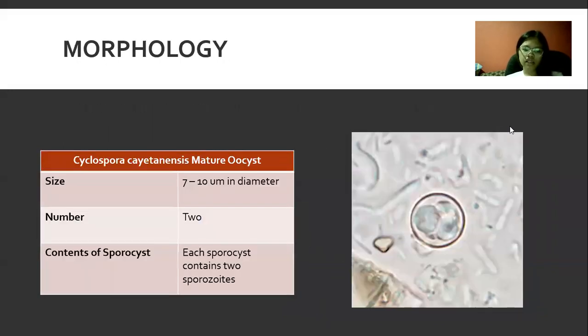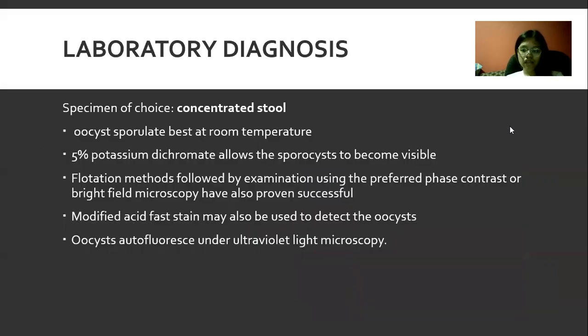Tama. Sorry, number of oocysts pala. Sporocysts inside is 2. Yan. Okay, so specimen of choice, concentrated stool. The oocysts sporulate best at room temperature. Ibig sabihin po, nagba-binary fission na nagdi-divide po ating organism in room temperature.